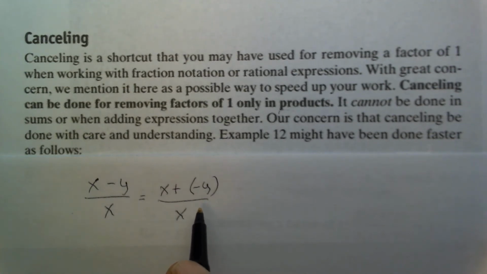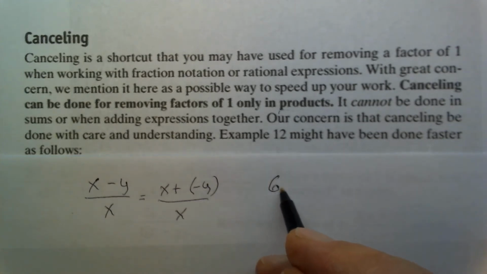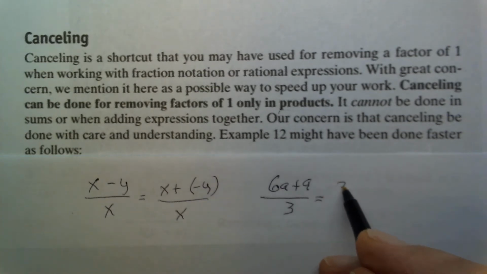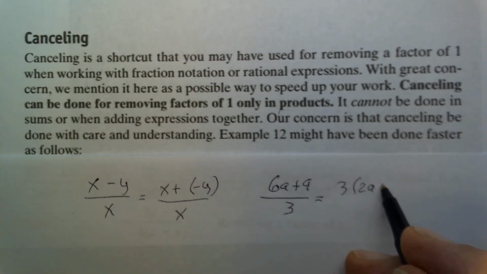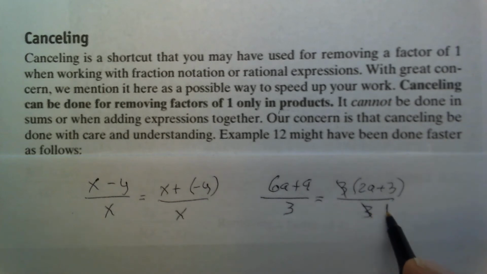Like in the previous example, we factored a 3, and so we canceled the 3, and that's why that worked. Remember, the example was 6a plus 9 divided by 3. So here we factor out a 3 times 2a plus 3, divided by 3, and now we could cancel these two 3's to become a 1, etc. You saw the previous example.